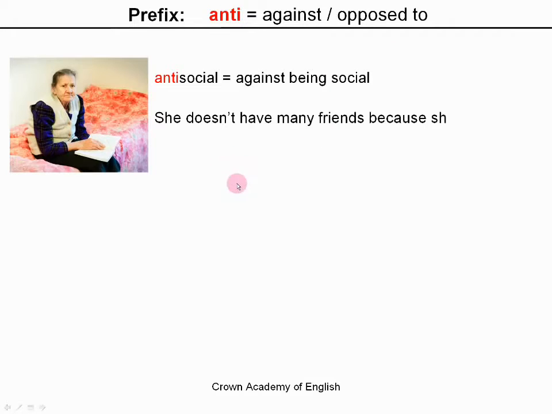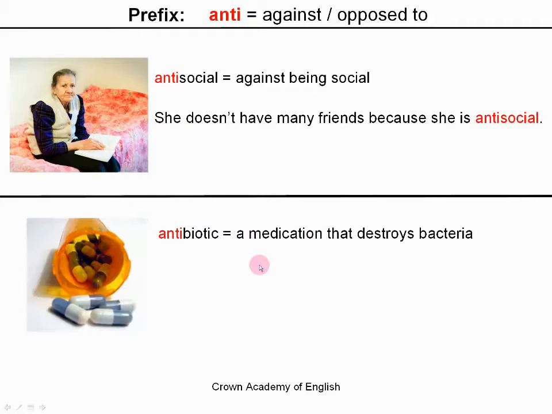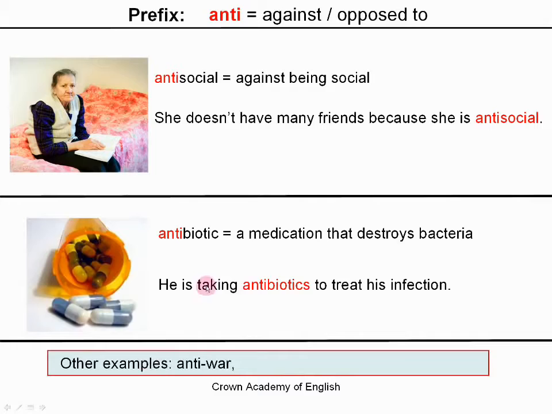She doesn't have many friends because she is antisocial. Example 2, antibiotic. This is a medication that destroys bacteria. So a medication that is against bacteria. He is taking antibiotics to treat his infection. Other examples with anti are anti-war, anti-racism, anti-climax, anti-aircraft. And for all the other examples, I ask you to look in the dictionary for the meaning. Okay?